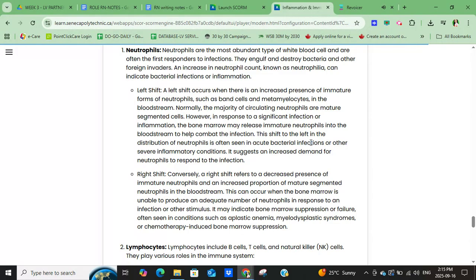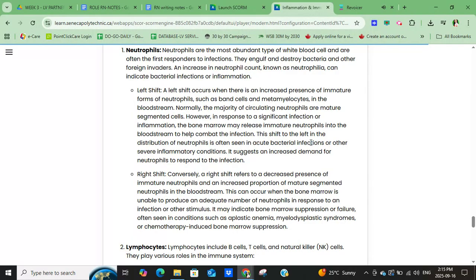Lymphocytes. Lymphocytes include B cells, T cells, and natural killer NK cells. They play various roles in the immune system. B cells produce antibodies that target specific pathogens. An increase in B cell count may suggest an ongoing immune response or antibody production.